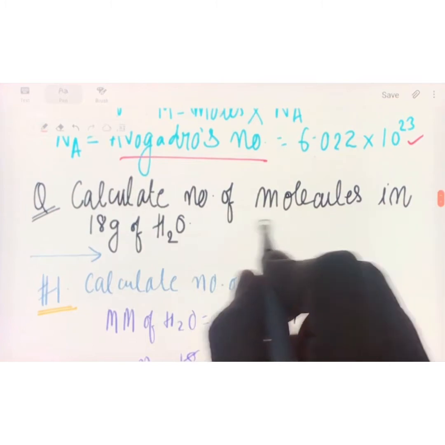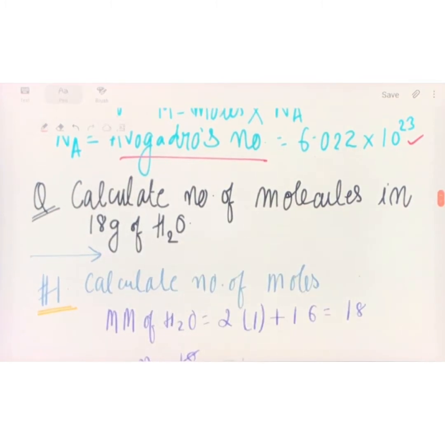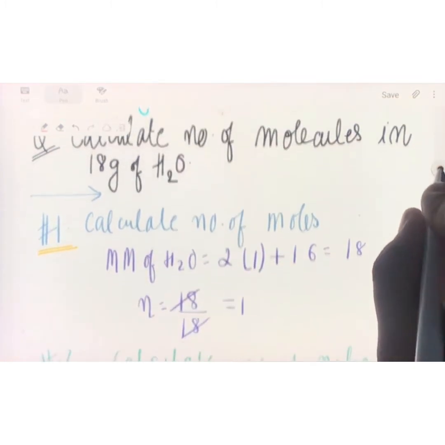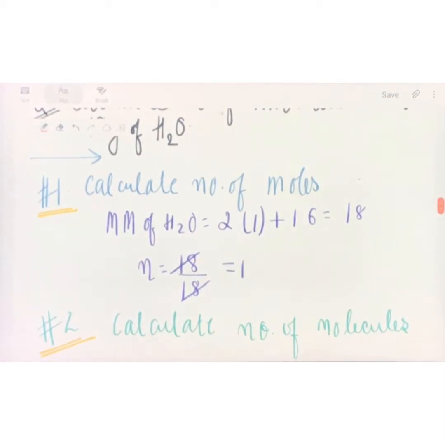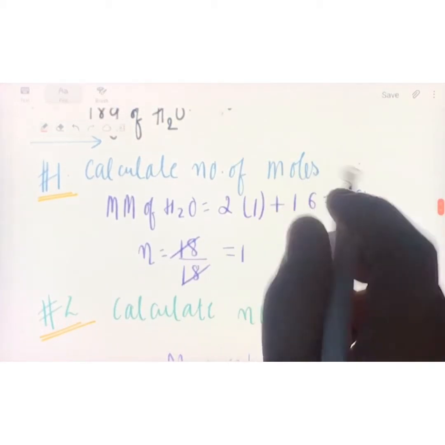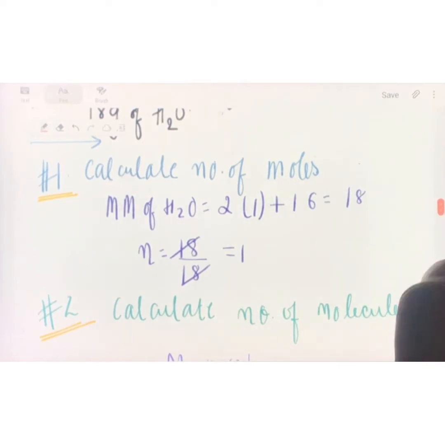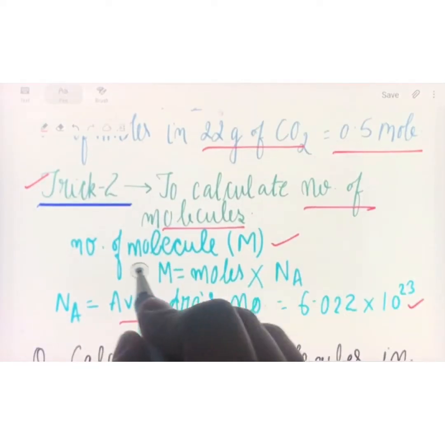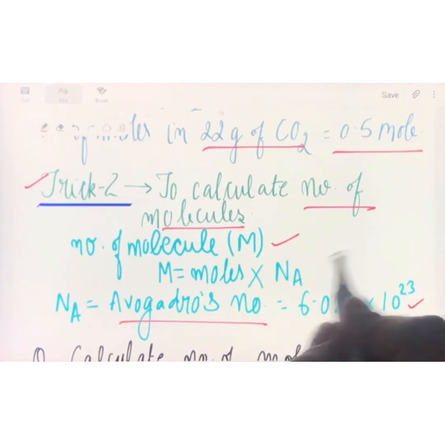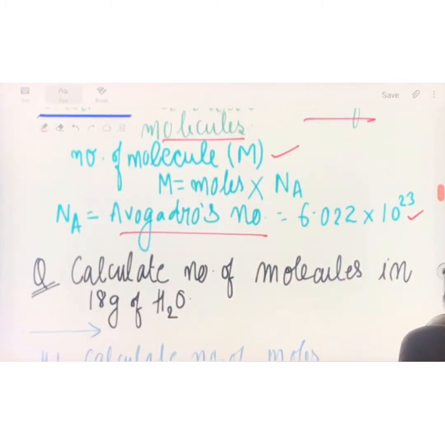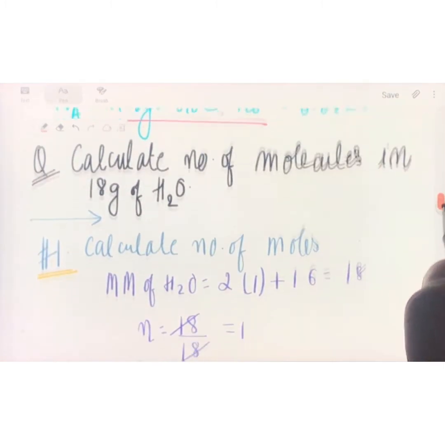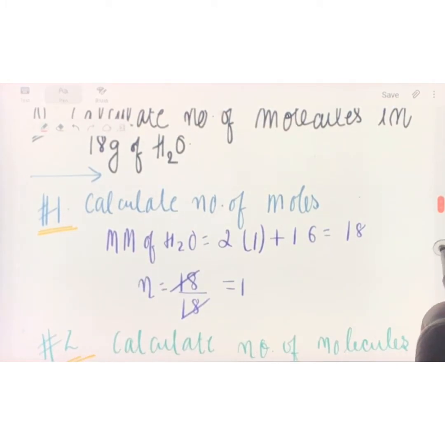Calculate the number of molecules in 18 grams of H2O. The question may come like this. The first step that you have to do in this question is to calculate the number of moles, because the formula is: number of molecules is equal to moles into Avogadro's number. So obviously you need the number of moles of 18 grams of water. So we'll calculate the number of moles.